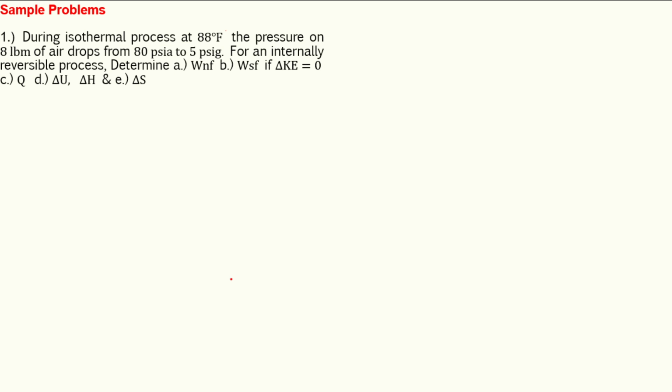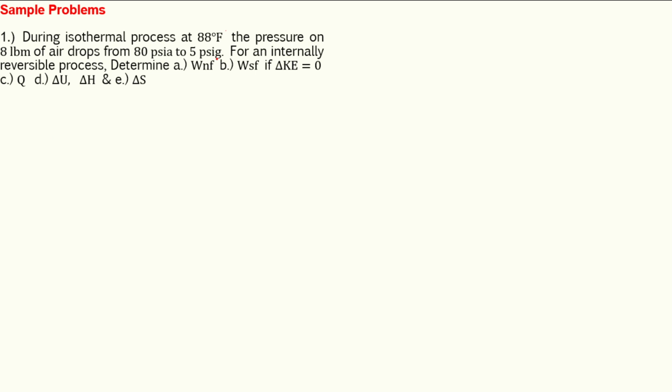Okay. Sample problem. Number 1, during an isothermal process at 88 degrees Fahrenheit, the pressure on 8 pounds of air drops from 80 psia to 5 psi gauge. So, it went from 80 psi absolute, then became 5 psi gauge. For an internally reversible process, determine the work non-flow and work steady flow if the change in kinetic energy is equal to 0. Find also the heat, delta U, delta H, and the change in entropy.